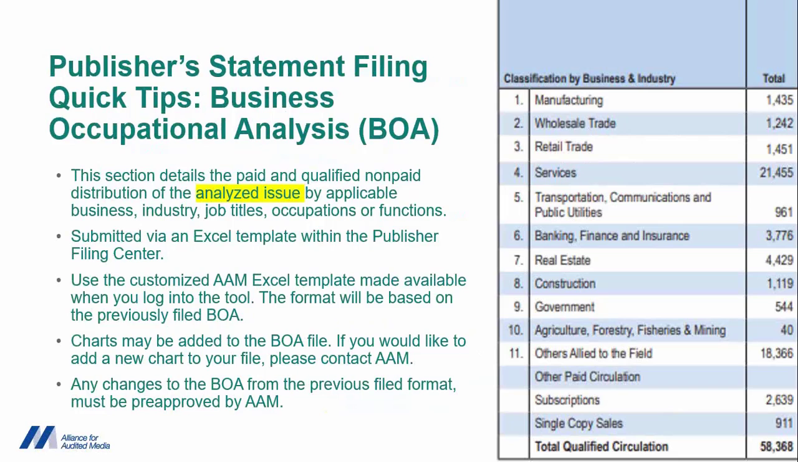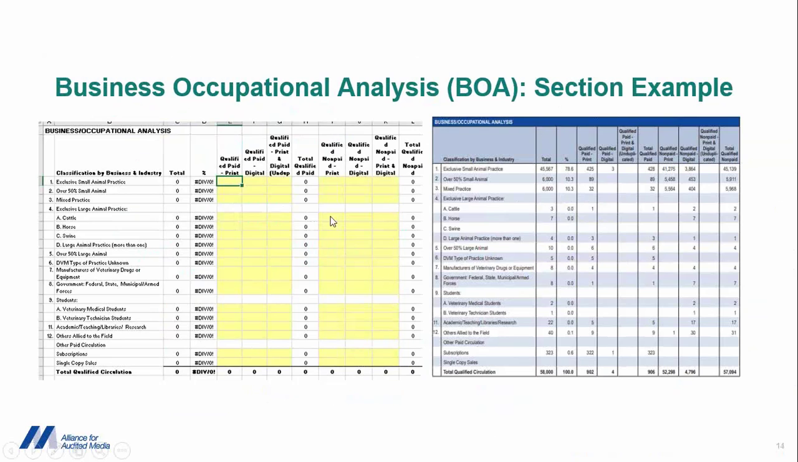When you enter in information for your business occupational analysis, you're going to be doing it in an Excel spreadsheet. The Excel spreadsheet is specific for your publication, is customized. It will take what you had last time that you filed, take the format, and it's going to put it into an Excel file. You're going to download this template. You're going to fill this in, and then you're going to upload it in the filing tool once it's complete.